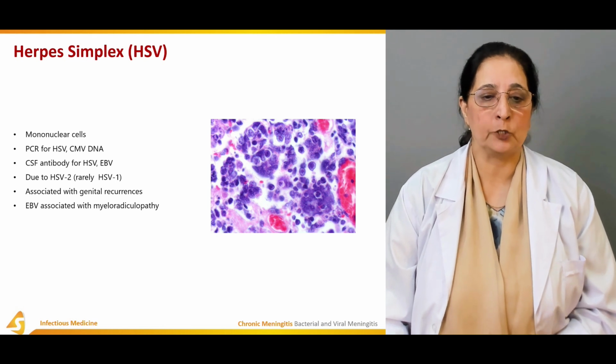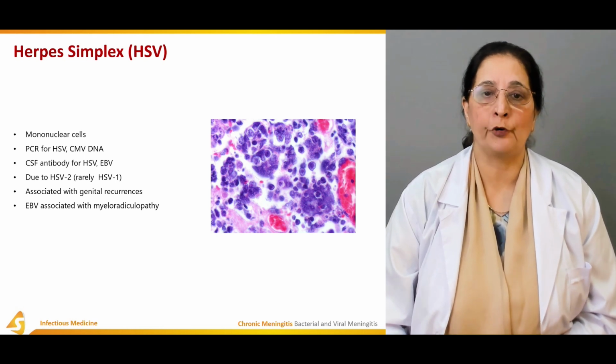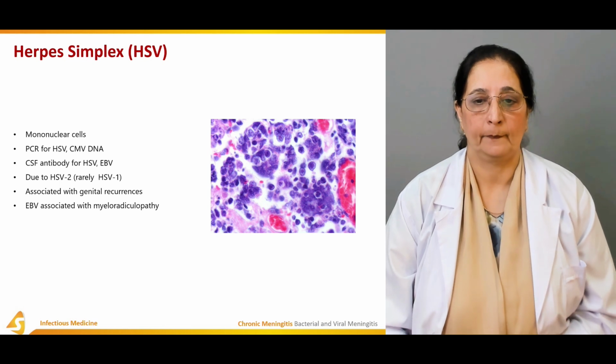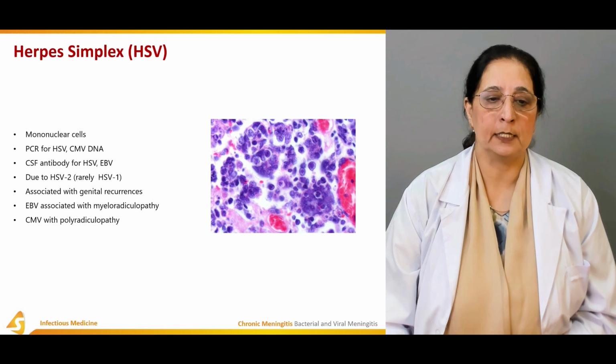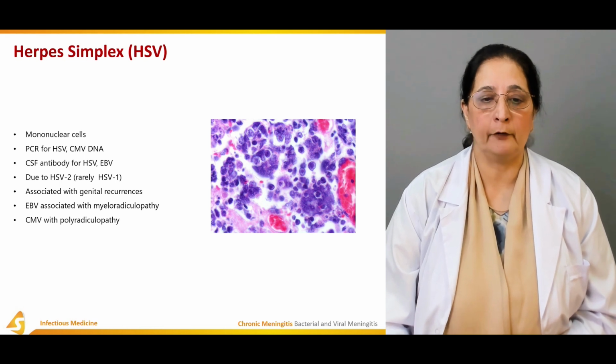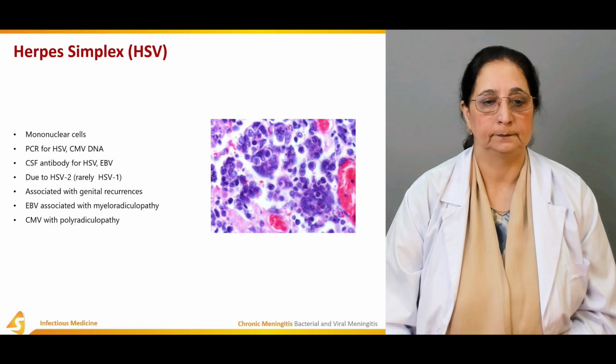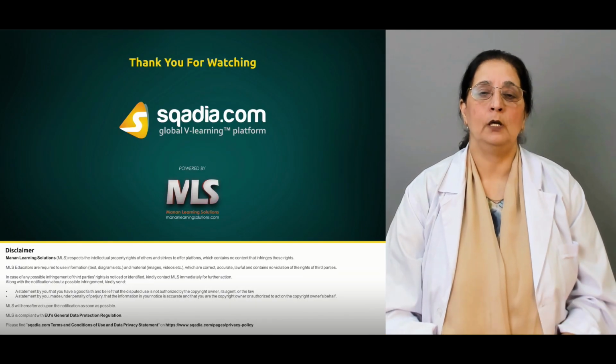Epstein-Barr virus is associated with myeloradiculopathy. Cytomegalovirus is associated with polyradiculopathy. So that was all about section 3.